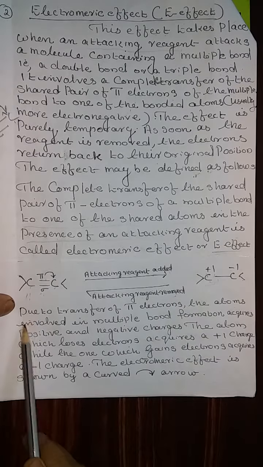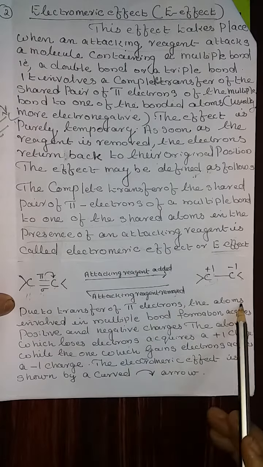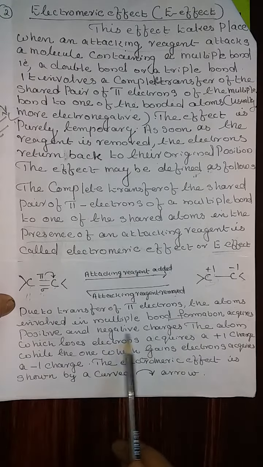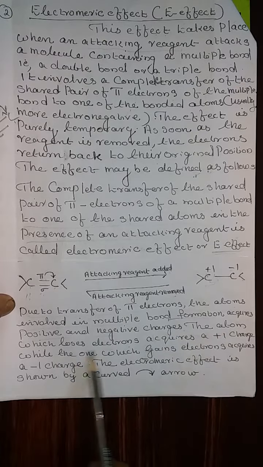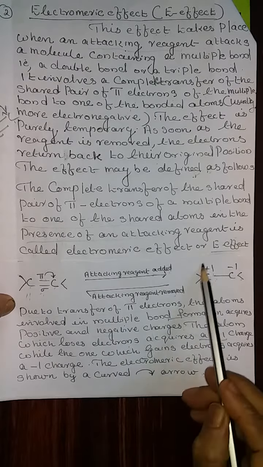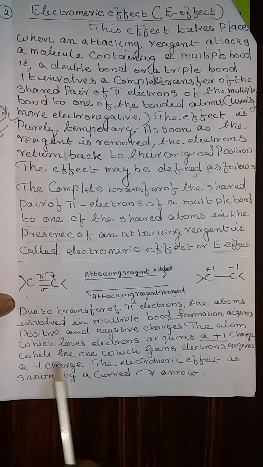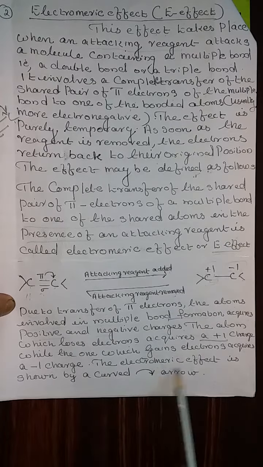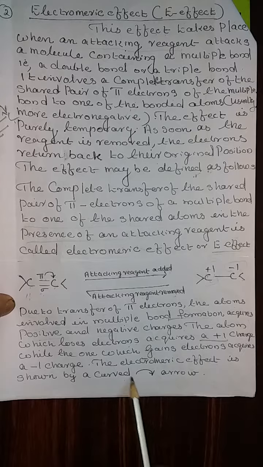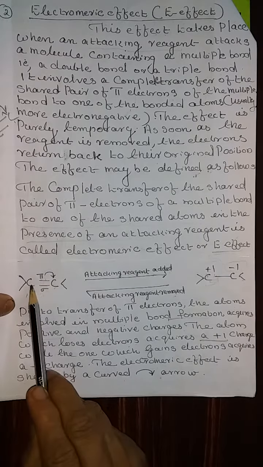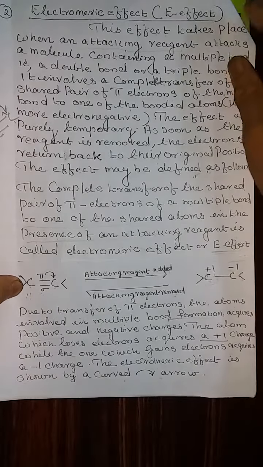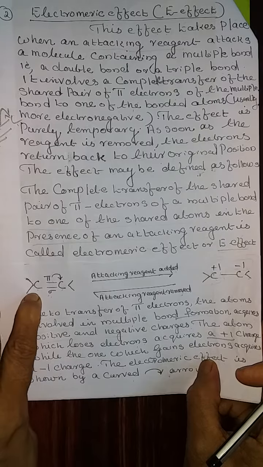The position is this. Due to the transfer of pi electrons, the atoms involved in the multiple bond formation acquire positive and negative charges. The atom which loses the electron acquires a positive charge, while the one which gains the electron acquires a negative charge. The electromeric effect is shown by a curved arrow. This curved arrow shows that the electromeric effect takes place by the transfer of the pi electrons from one carbon to the other carbon.